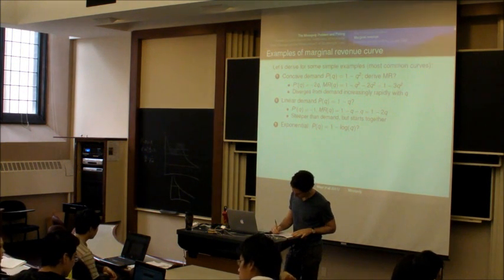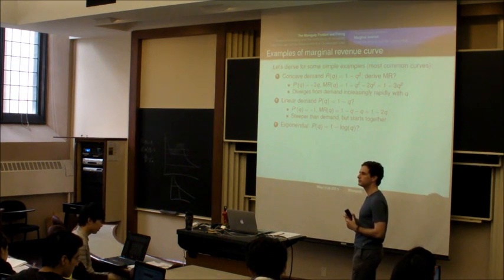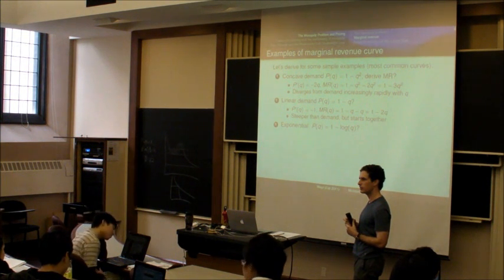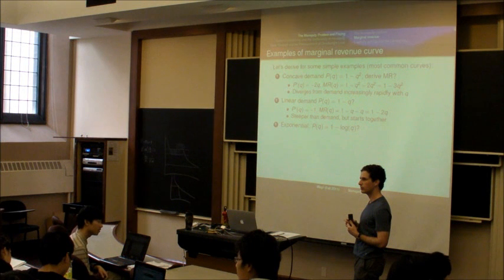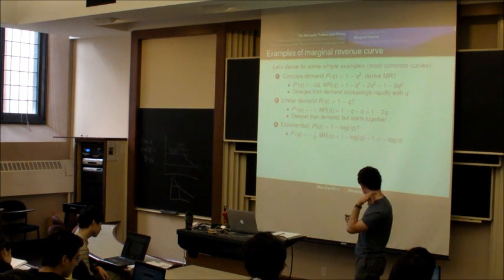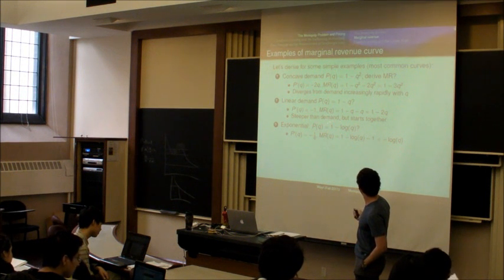So the formula is P(Q) plus P'(Q) times Q. So it's 1 minus log Q plus the derivative of that, which is 1 over Q times Q. That's 1 minus log Q minus 1. And what's that? Equals minus log Q. Exactly. So it's exactly minus log Q. And so the demand was 1 minus log Q.